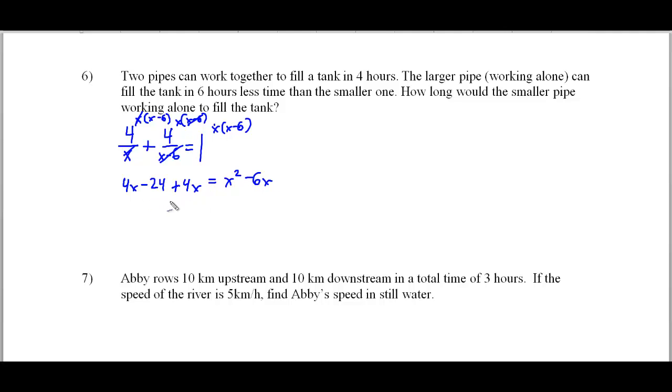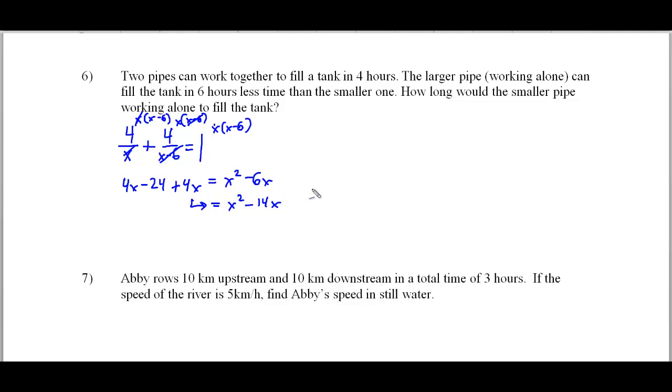Now what I'll do is move everything over to this side to get my answer equal to 0. So x squared can't combine with anything. If I subtract 4 and 4 from the 6, I get a total of negative 14x, because it's negative 6 minus 8.